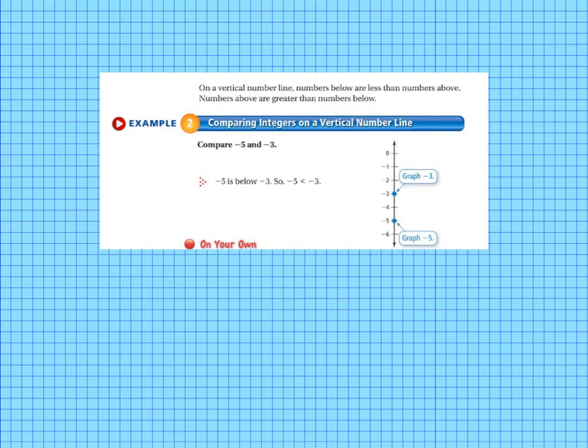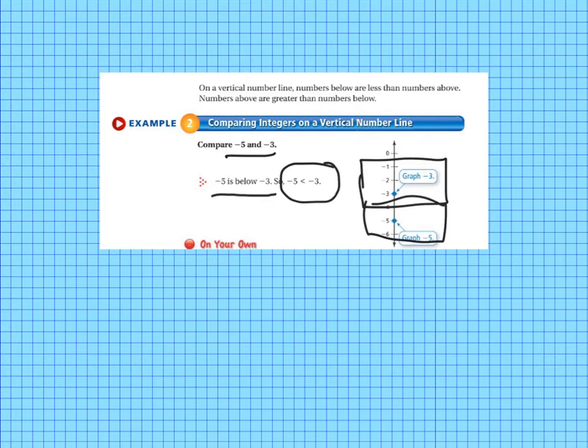Example 2, on a vertical number line, numbers below are less than numbers above. Numbers above are greater than numbers below. So we are going to compare negative 5 and negative 3. Everything is below 0 because they are both negative. So we graph negative 3 and we graph negative 5. As you can see, negative 5 is below negative 3, so negative 5 is less than negative 3.